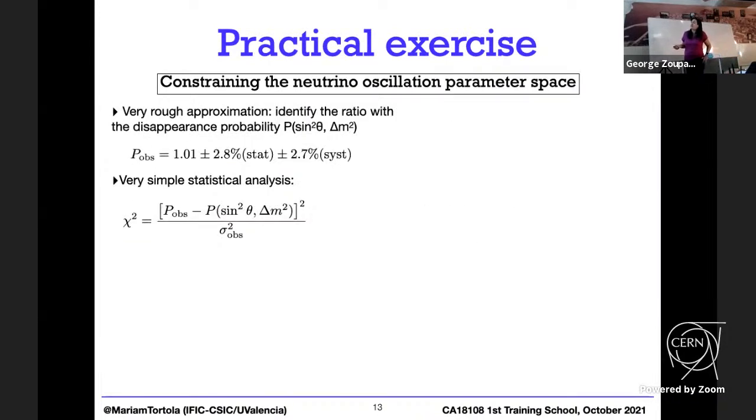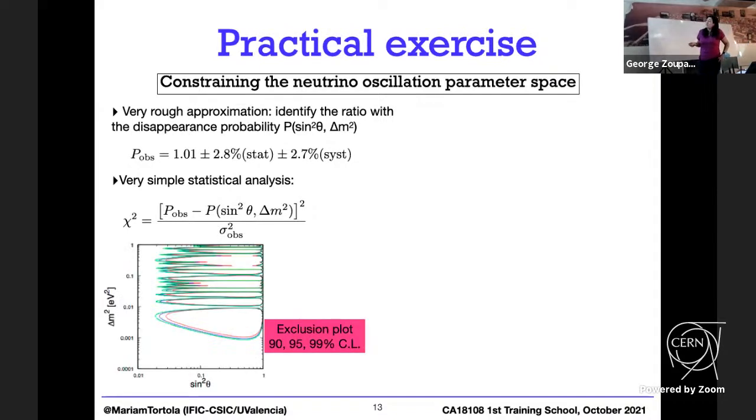And also for the statistical analysis, one can do a very rough analysis as well, just comparing the observed probability, this ratio equal to 1, with the one you get from the formula and assuming just the error. So here there is no background, there are no efficiencies. Once you do a simulation, you need to consider many, many things: energy resolution, background, systematics, but this is just to let you know how this works at first approximation.